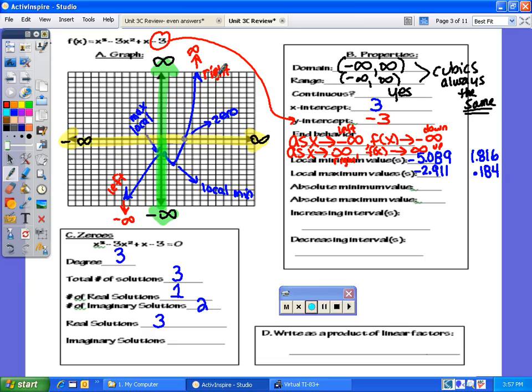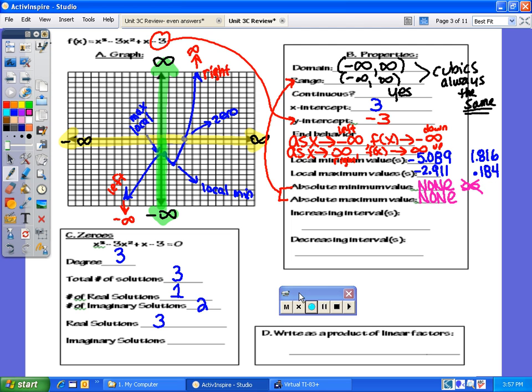Alright, absolute max and min has to do pretty much with your range. So if you look at your range, you'll get your answers. Looking at the range, you see that my absolute minimum goes down to negative infinity. Negative infinity cannot be measured, so it's none. Absolute max has to do with this value because that's the highest point. Well, the highest point is infinity. That can't be measured, so that's none. Please, whatever you do, if you put infinity here, I'm going to mark you wrong. Make sure that you put none if infinity becomes your answer.